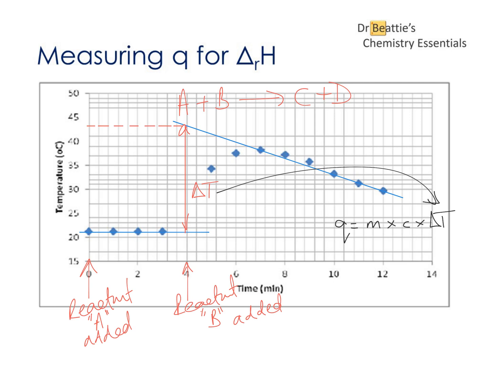So in summary, we use the extrapolation method when doing delta RHs, whether they be just standard reactions or neutralisation reactions. And we do it because if a reaction is either highly exothermic or endothermic, then we have a lot of heat loss on mixing. So we need to extrapolate back in order to account for that heat loss that occurs.